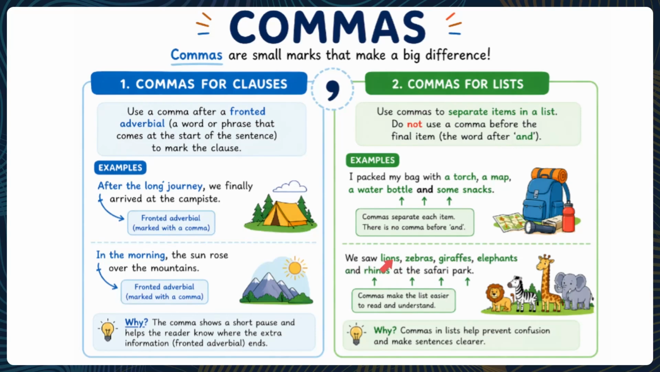And again, here we go. We've got lions, zebras, giraffes, elephants, and rhinos. Again, the lions, zebras, and giraffes and elephants are all separated by commas. And then the final 2 in the list, the elephants and the rhinos, are just separated by and. And again, this helps clear confusion, and it makes it really simple as to what we're actually saying. We're looking for that clarity with the use of the comma. So 2 main reasons: fronted adverbial clauses, and the second reason, commas for lists. Let's take a look at some of the examples.